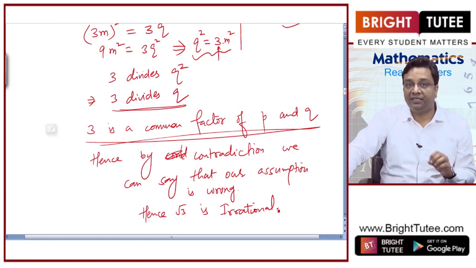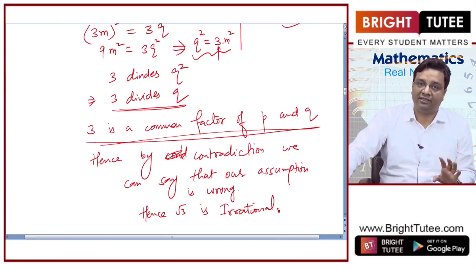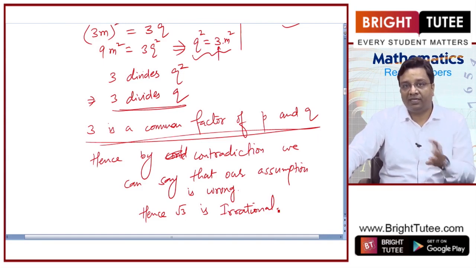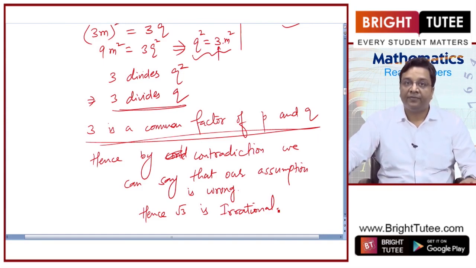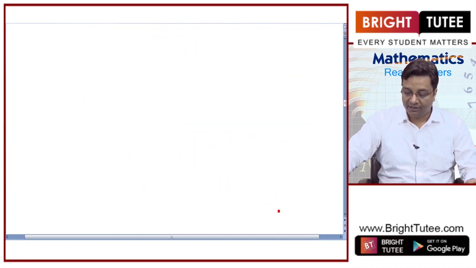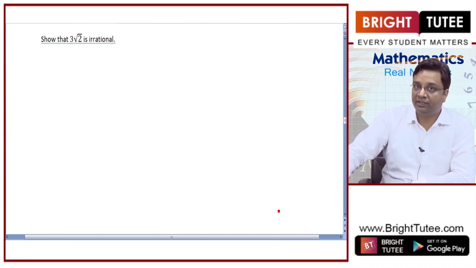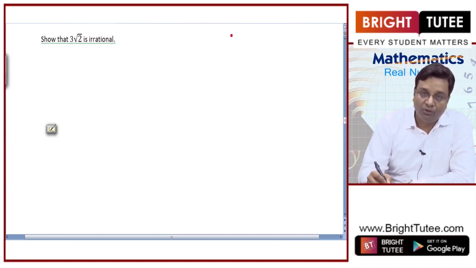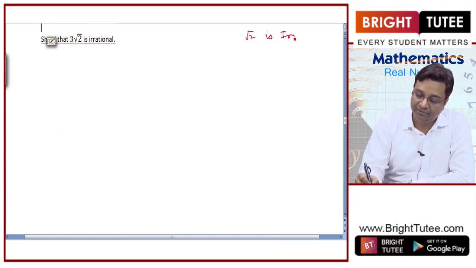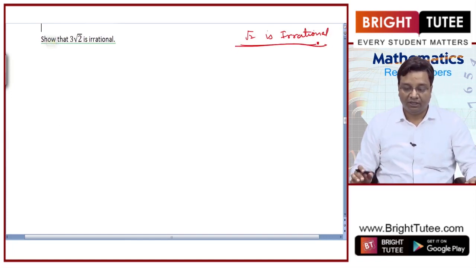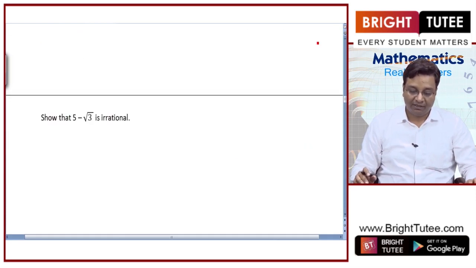So this is the algorithm that you will follow if you have to prove root 2 as an irrational number, root 3 as an irrational number, root 5 as an irrational number. If there is a combination of rational and irrational number, I will tell you the way to prove it irrational. Let us say this is the number 3 root 2. Now you know that root 2 is irrational. This is the fact that we already know, because we can prove it by this similar method.